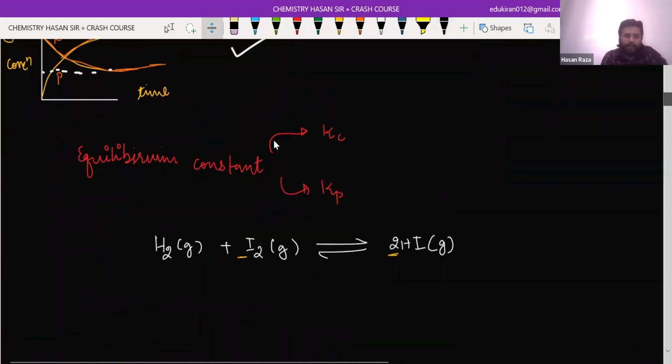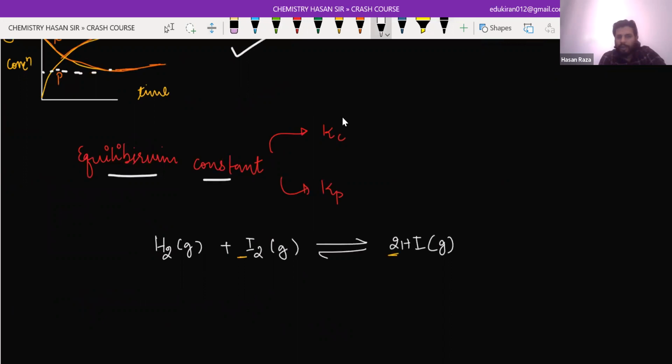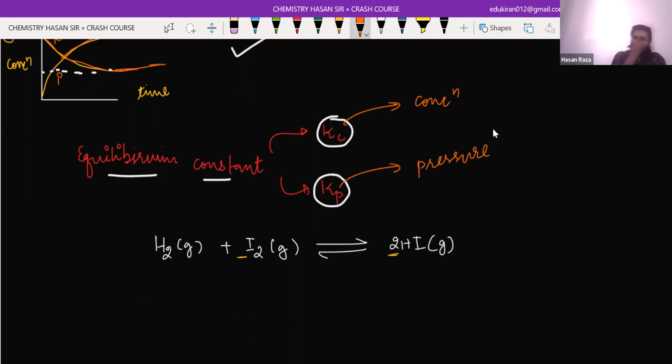Now there comes a term that is the equilibrium constant, and we denote it by Kc and Kp. There are two types of chemical equilibrium constant. Equilibrium constant Kc is for concentration and Kp is for pressure. When the reactant and product pressures are given, then we use Kp, and if concentration is given, then we use Kc.